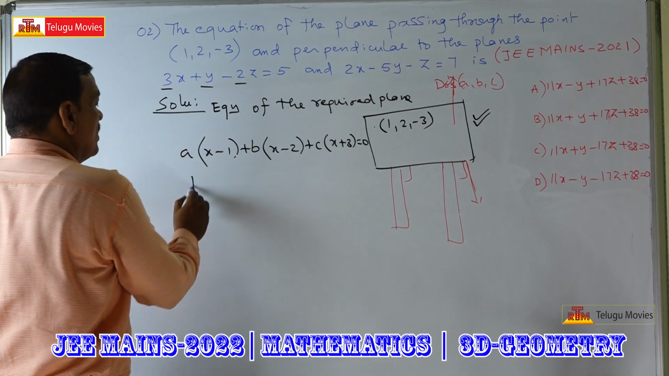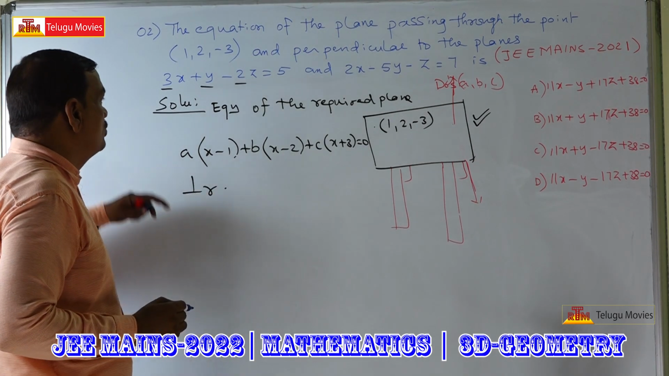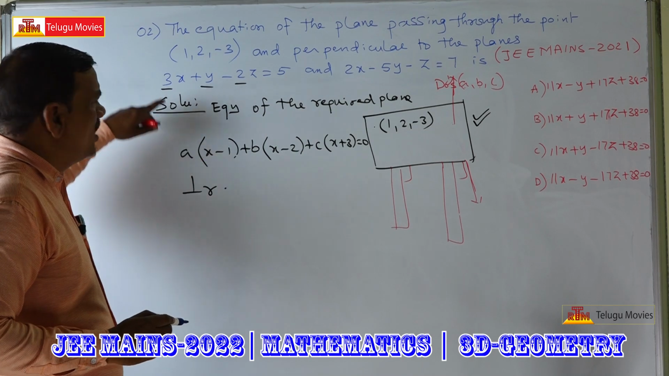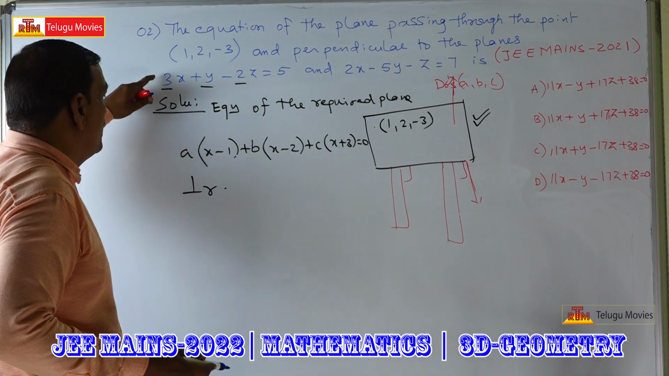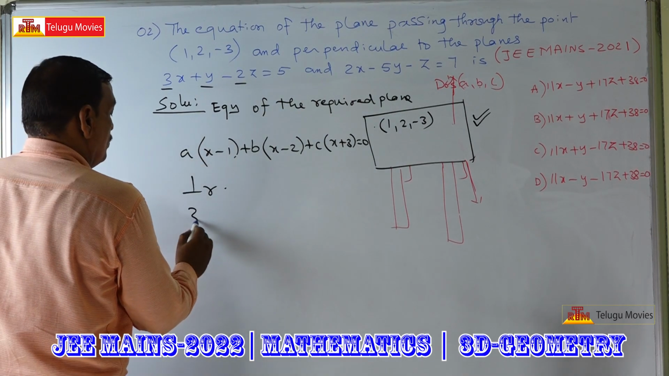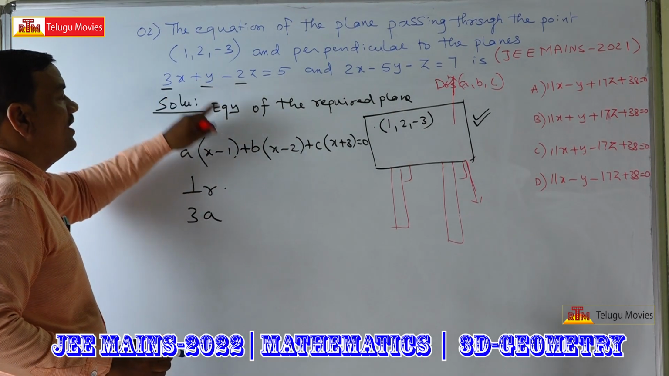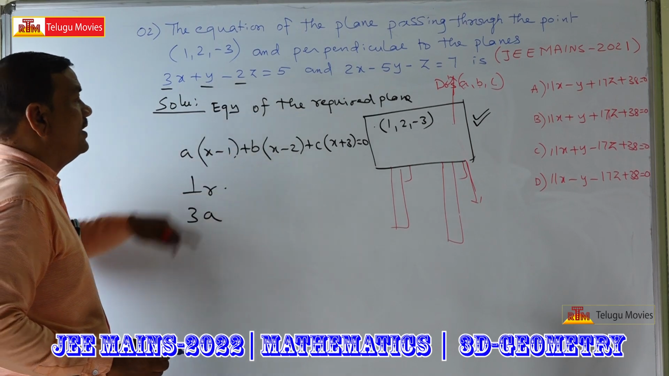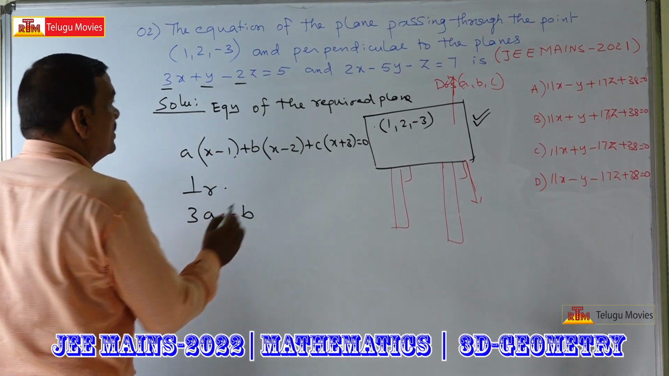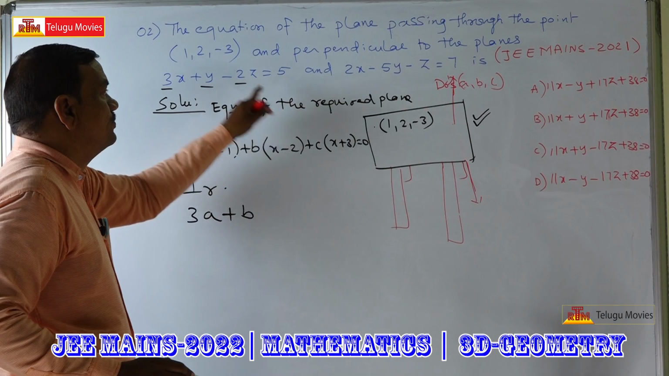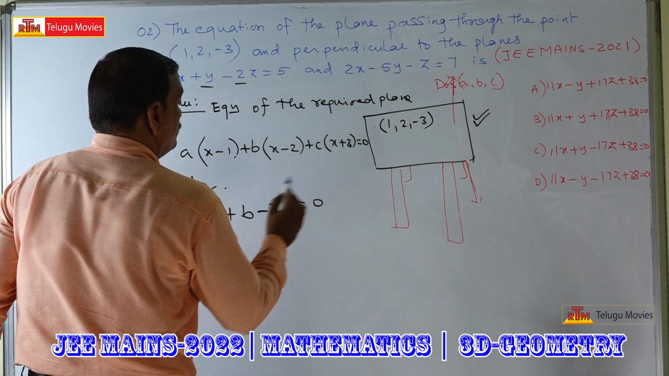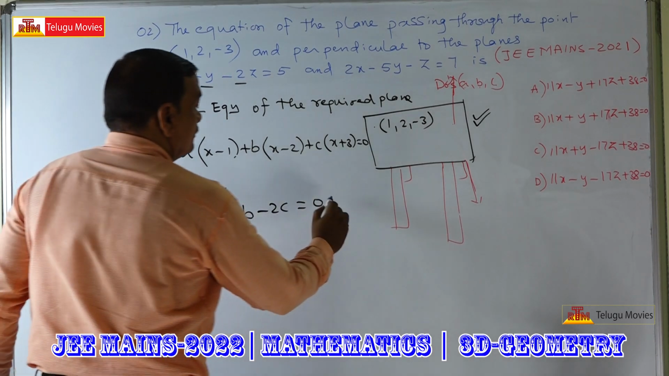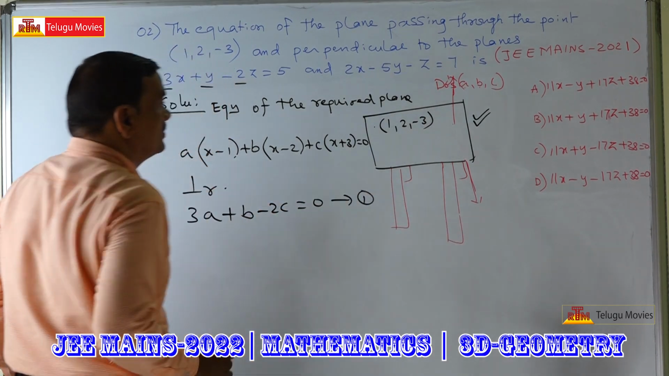So it is the perpendicular condition. What is the perpendicular condition? You see, a1 b1 c1 and a2 b2 c2. Here a1 a2 is 3a, b1 b2 is 1 times b, that is b, and c1 c2 is minus 2c, equal to 0. This is one equation, called the first equation.